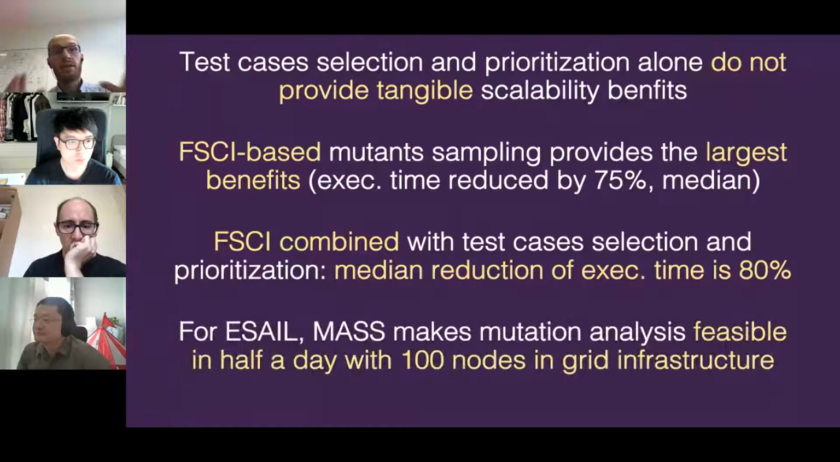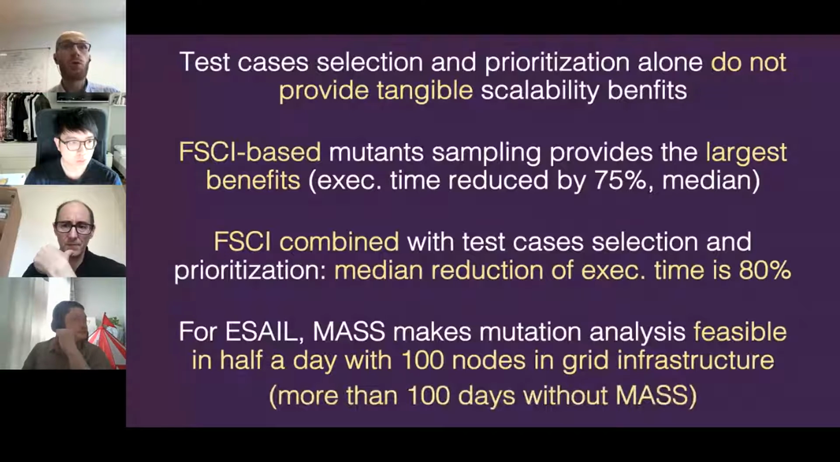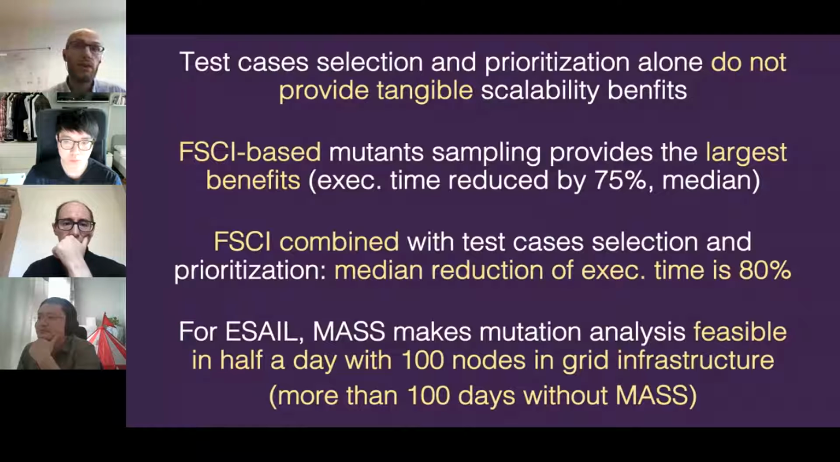Which means that the approach that we proposed made mutation analysis feasible in a day if executed with 100 nodes in a grid infrastructure. But the cost for that is reasonable for this kind of expensive projects. And without our approach, it will take more than 100 days, okay? So it will be infeasible.